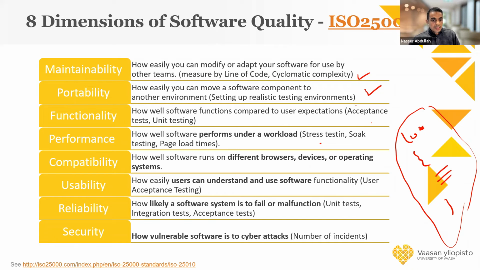This also affects the software quality. The third one is functionality. Functionality means the system does what it is expected to do. So how to measure that? There are different testing techniques.